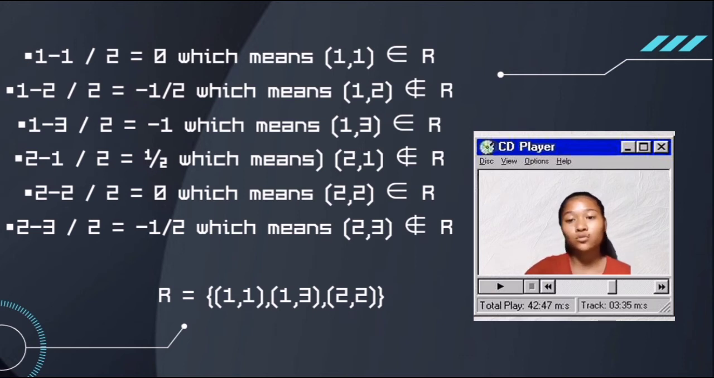is equal to negative 1 over 2, which means it is not an integer. Knowing all of this means that the elements of relation R are 1 and 1, 1 and 3, and 2 and 2.